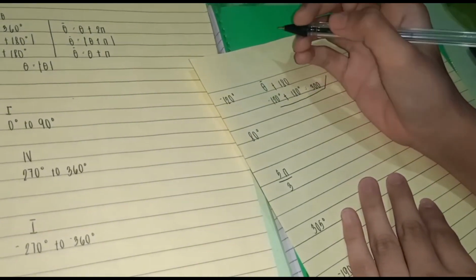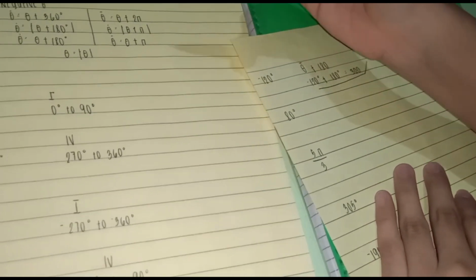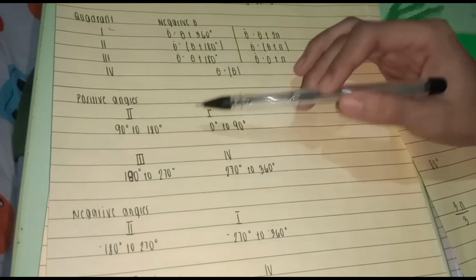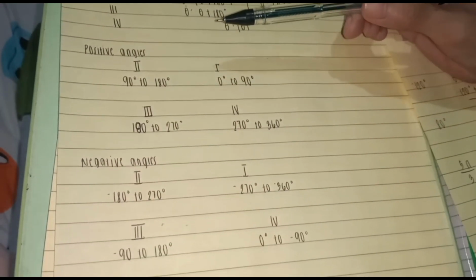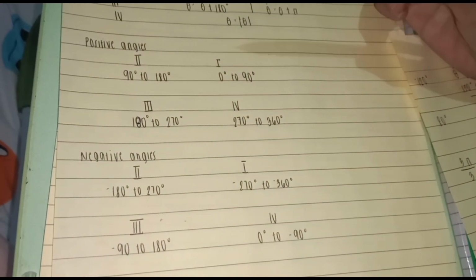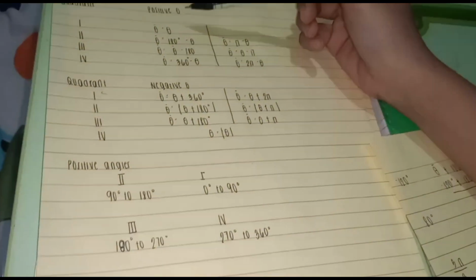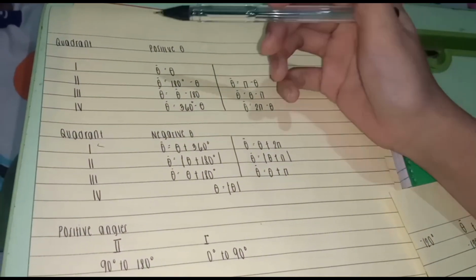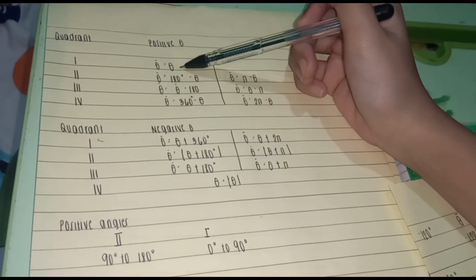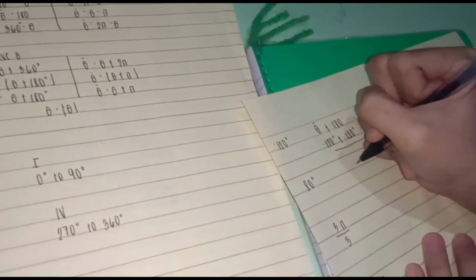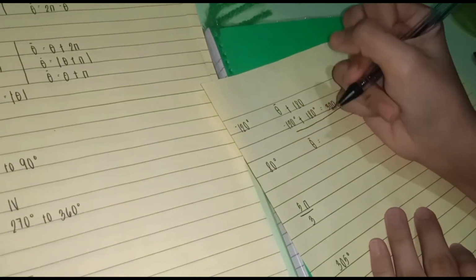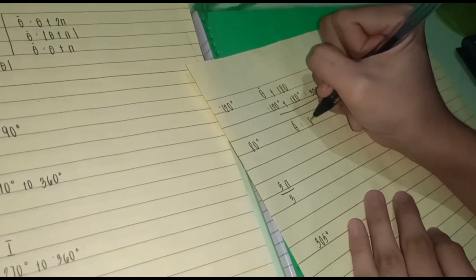Next example is 80 degrees. 80 degrees is positive, so find the quadrant for positive angles. The quadrant is 1. So let's see the formula for positive quadrant 1. The formula is theta only. So the answer is 80 again.